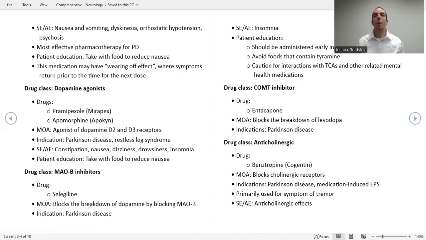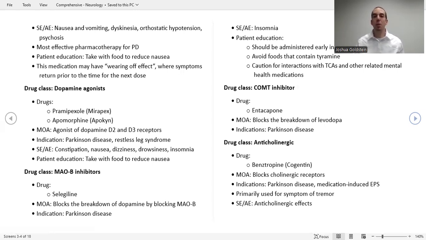Next, we have the MAO B inhibitors, and this would be a drug called selegiline. This blocks exactly what it sounds like, MAOB. What do we use this for? Again, we're still on Parkinson's disease. This has a side effect of insomnia. You should know that any drug that has a side effect of insomnia, we should always educate the patient to take it in the morning.